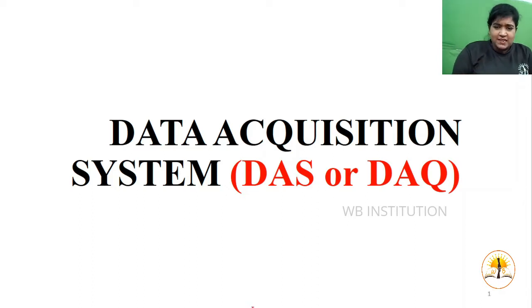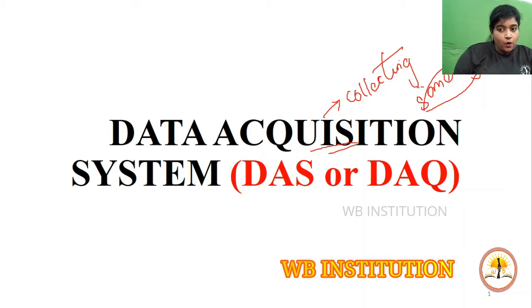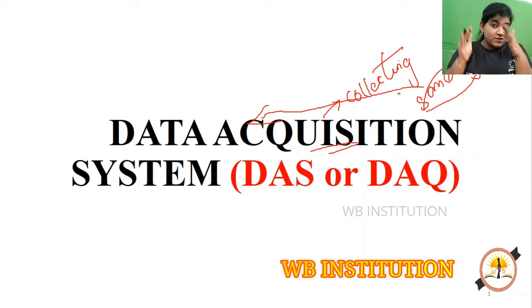In this topic itself, you can find the word acquisition. What exactly does acquisition mean? It's nothing but collecting something. Now, what I'm going to do is replace this something with a word called data. That means collecting the data. This is the inner meaning of data acquisition system.